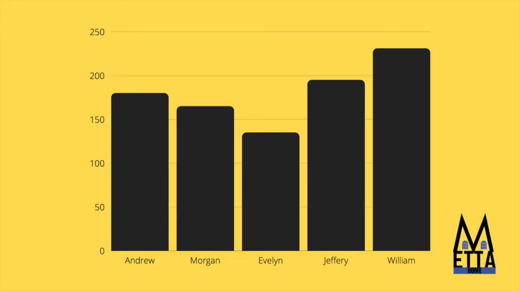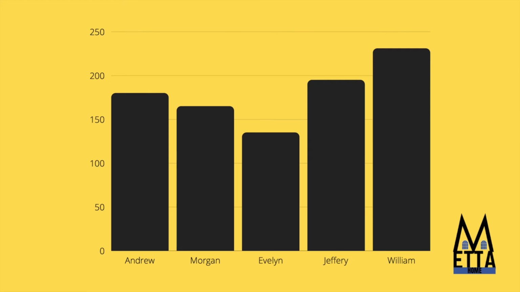If you see, the bar over the name Andrew goes up until the place where it says 180, which is Andrew's height. Same for Morgan. The bar over the name Morgan goes up until the place where it says 165, which is Morgan's height.